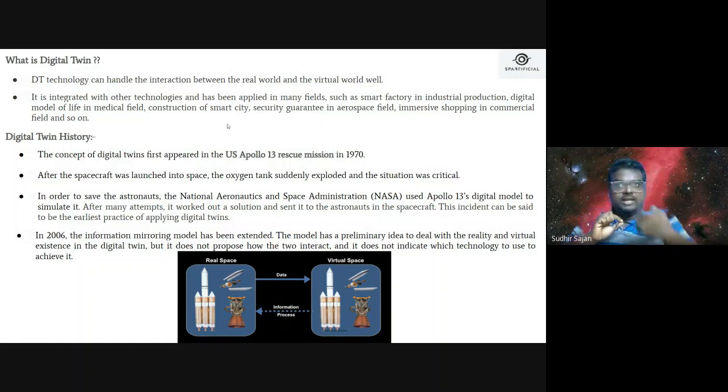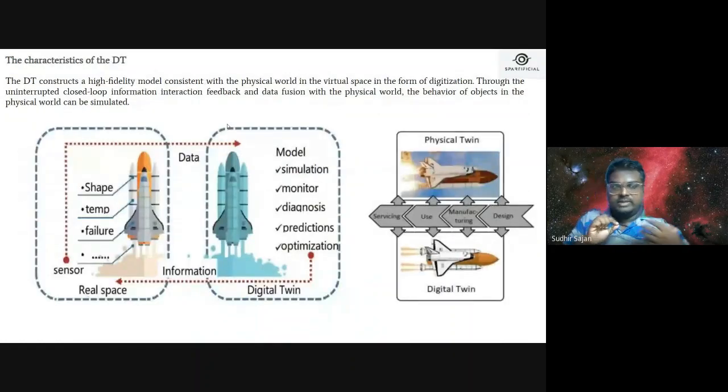So real-time transfer was happening there. The digital rocket kept on running the simulation and gave the solution on what to do. Based on that, they solved everything. They rescued the crew successfully. So this is where they used the digital twin for the first time. Okay, so for more details about digital twin, this is it.